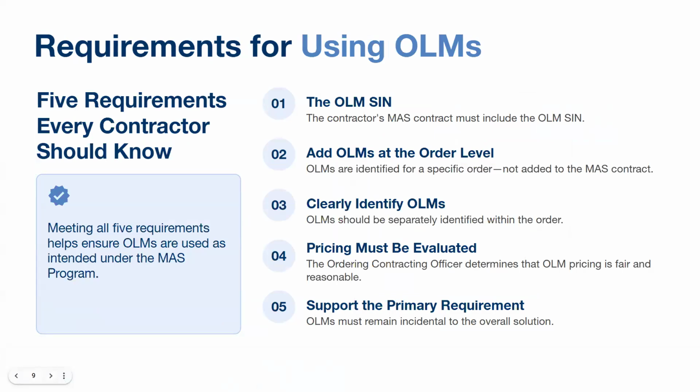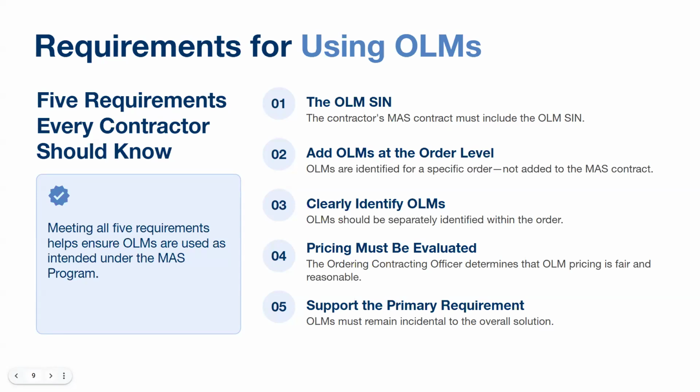So at this point, we've covered the why behind OLMs, and now we're going to turn our attention to the practical side. What needs to happen before OLMs can actually be included in a MAS order? The first requirement is that the contractor must have the OLM SIN awarded on their MAS contract. Not every contract has been updated to include the OLM authority. We allowed for that with Refresh 32.